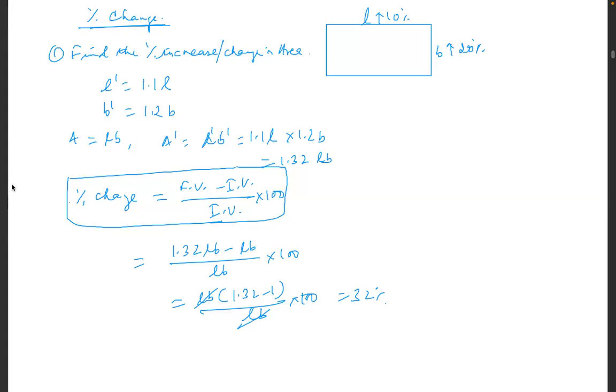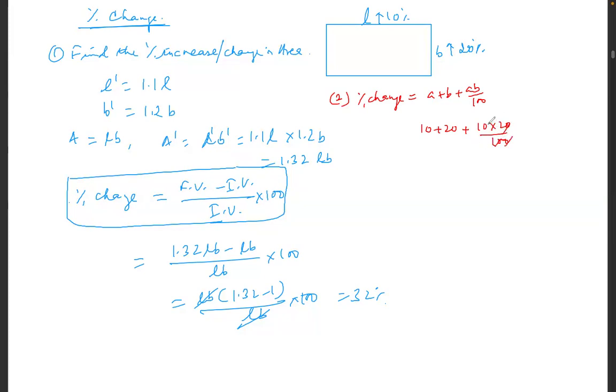Is that fine, guys? Now, this is a conventional approach which we learned in our school days. Now, there is another method. Second method: percentage change is equal to A plus B plus AB by 100. This is the formula. So let's say A is change in length, B is change in width. You just write percentage: 10 plus 20 plus 10 into 20 divided by 100.